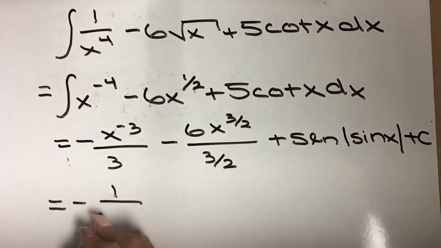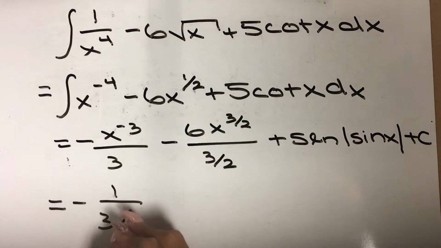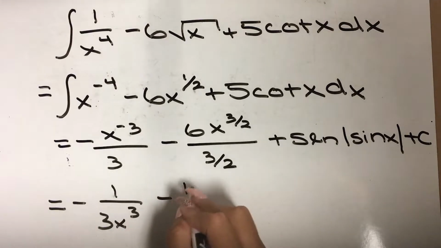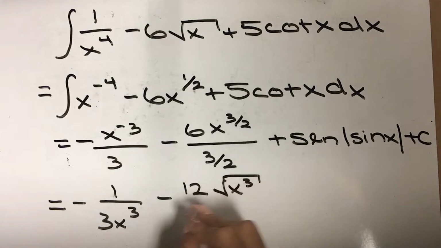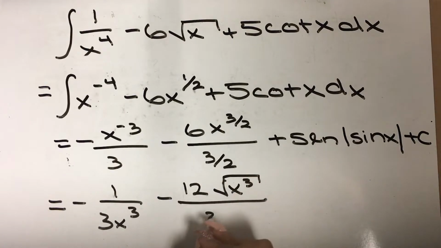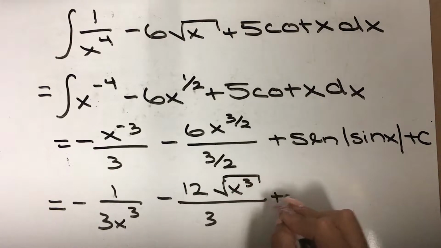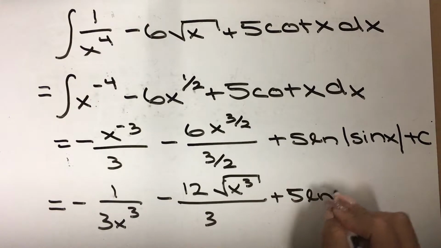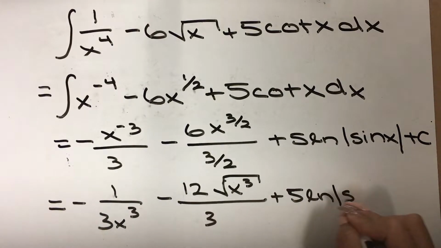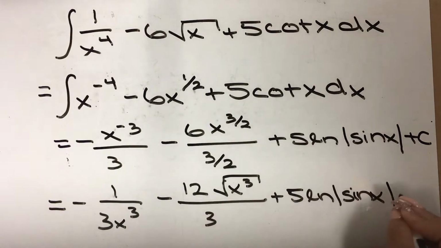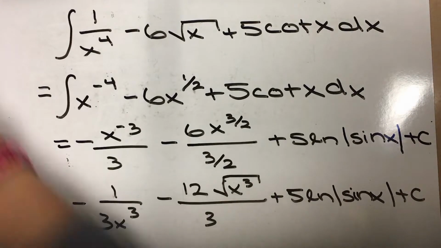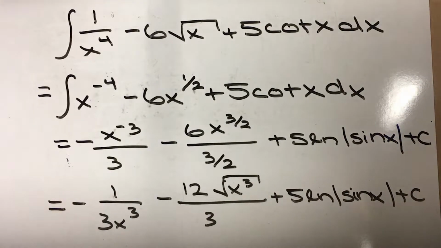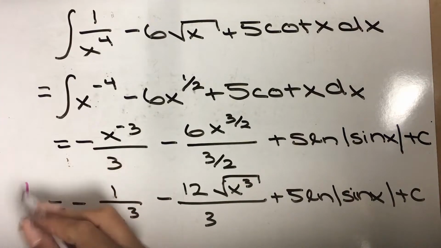We can further simplify our answer by bringing down x to the negative third power, which becomes negative 1 over 3x cubed. We can also multiply 2 to the numerator and denominator of negative 6x to the 3/2 power over 3/2 to yield negative 12 root x cubed over 3. This gives us the answer negative 1 over 3x cubed minus 12 root x cubed over 3 plus 5 ln absolute value of sine x plus c.